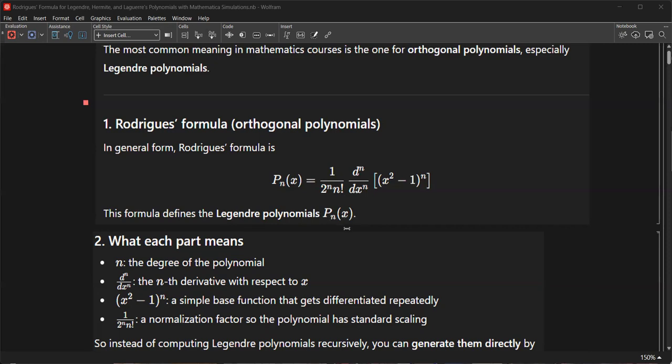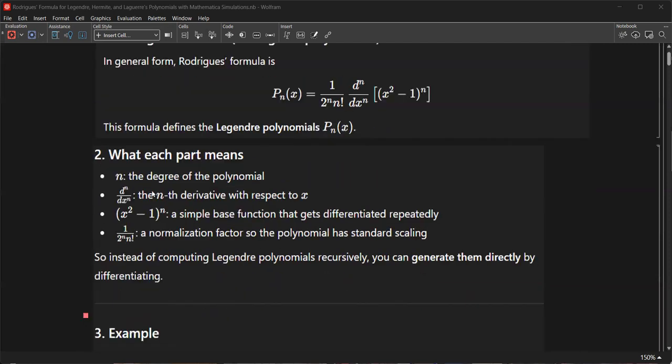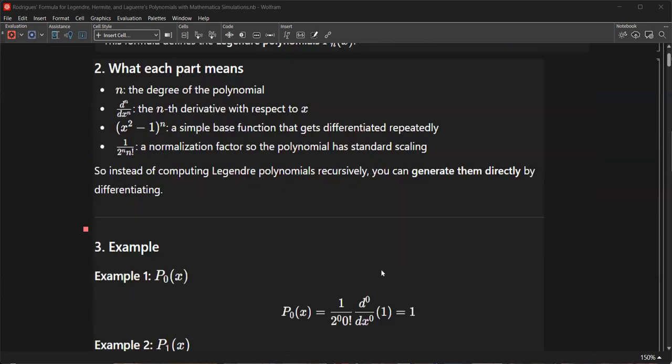So what does each part mean? We have n here, the degree of the polynomial. Then we have the nth derivative with respect to x. Then we have the simple base function that gets differentiated repeatedly, x squared minus 1 raised to the n. Then we have a normalization factor, so the polynomial has standard scaling. So instead of computing Legendre polynomials recursively, you can generate them directly by differentiating.